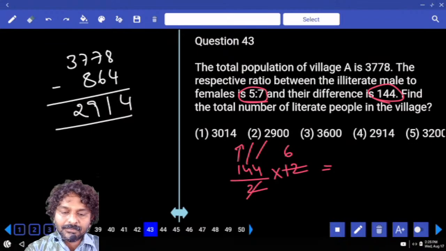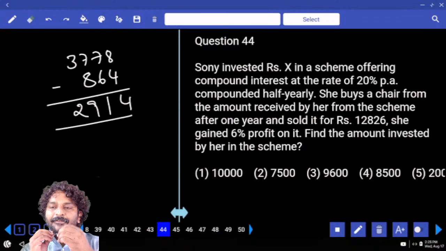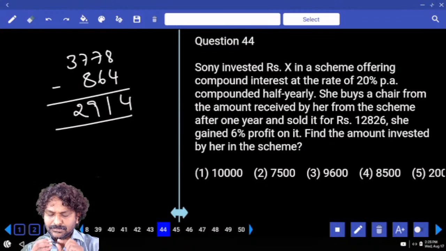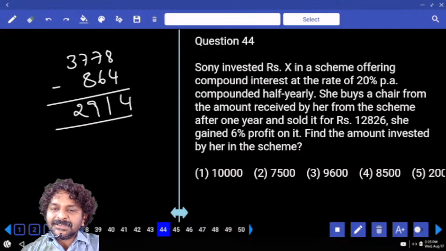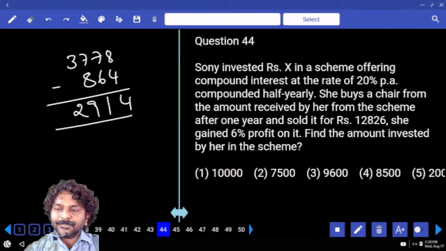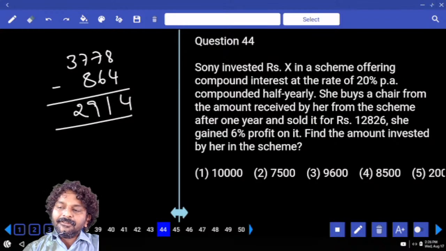Next, 44. Sony invested X rupees in a scheme offering compound interest at the rate of 20% per annum, compounded half yearly. She buys a chair from the amount received by her from the scheme after 1 year and sold it for 12,826. She gained 6% profit on it. Find the amount invested by her in the scheme.